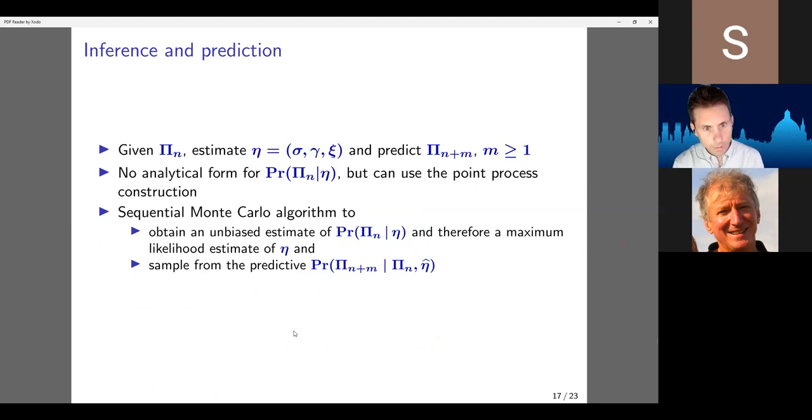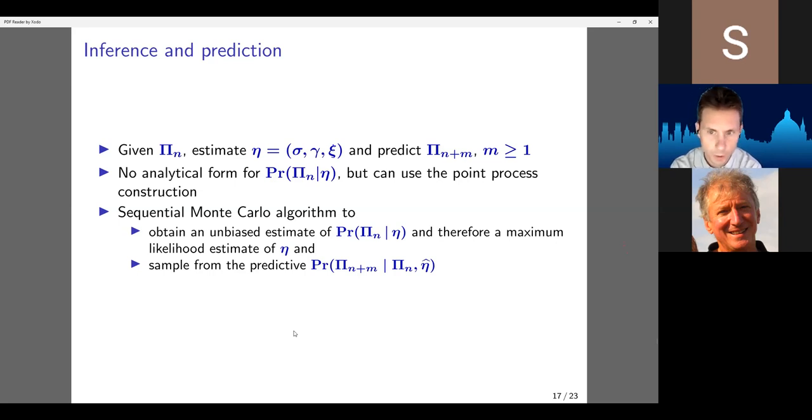Okay, so that was for the properties of the model. I will now describe how you do inference and prediction with this. I'm considering a simple setup where you first observe a partition pi n of n observations, and I want to estimate the parameters. The parameters are the power law parameter sigma, the scaling parameter gamma, and the microclustering parameter xi.